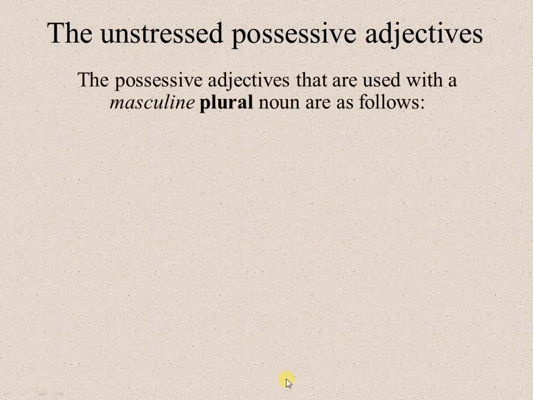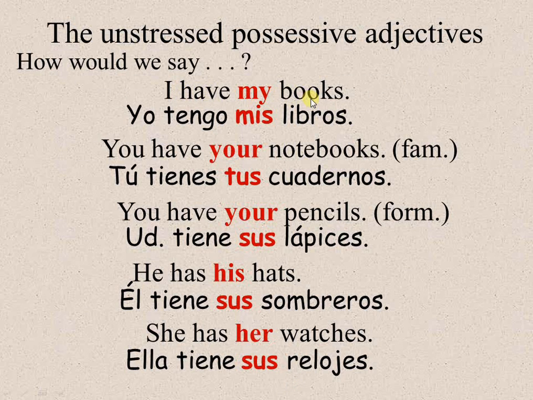Let's see some more examples. I have my books. Yo tengo mis libros. Now I need to worry about the number. Since libros is in the plural form, I need to use mis. You have your notebooks. Tú tienes tus cuadernos. Plural form. You have your pencils. Formal. Usted tiene sus lápices. He has his hats. Él tiene sus sombreros. So it's one person only, but since he has lots of hats, you need to use sus. She has her watches. Ella tiene sus relojes.